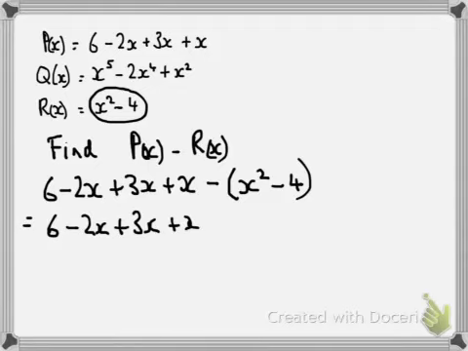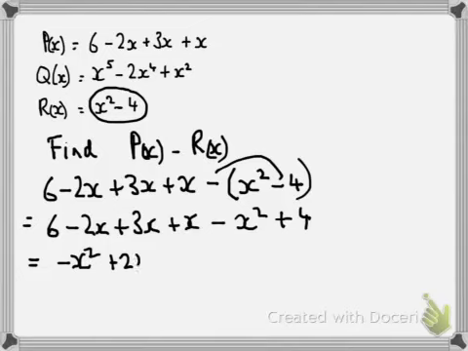Okay, so take away minus x squared. Now a negative of a negative is plus 4. Alright, collecting like terms, we've got negative x squared. 3x plus x minus 2x is plus 2x. 6 plus 4 is plus 10. Okay, so there's some subtraction of polynomials.